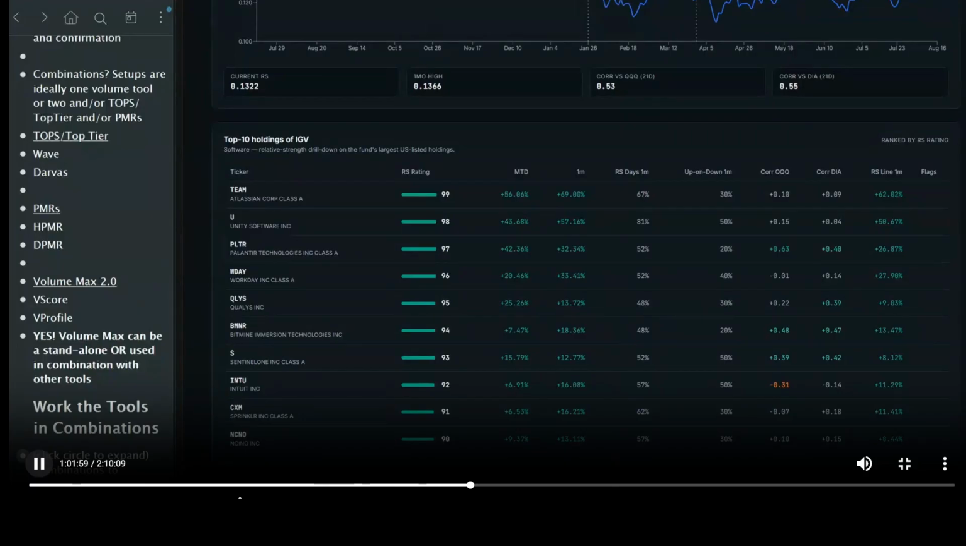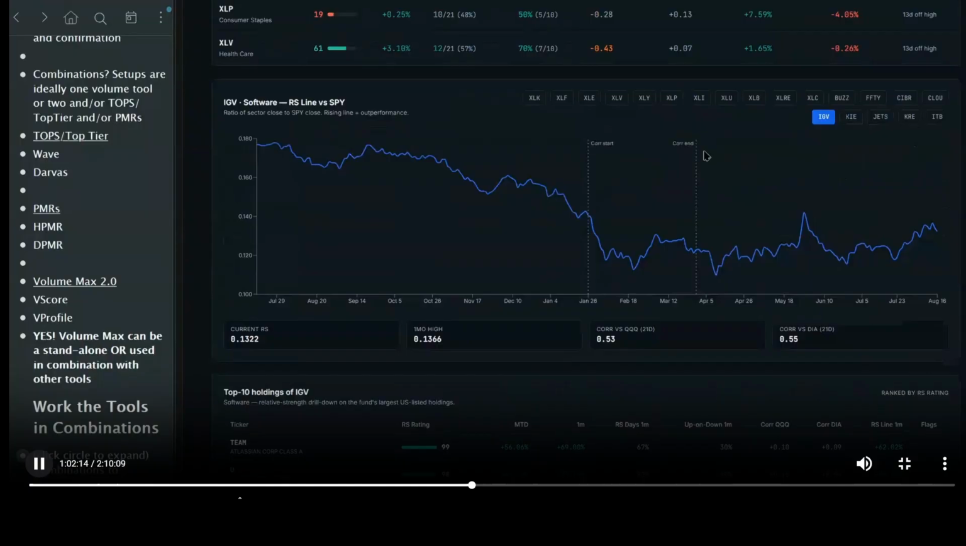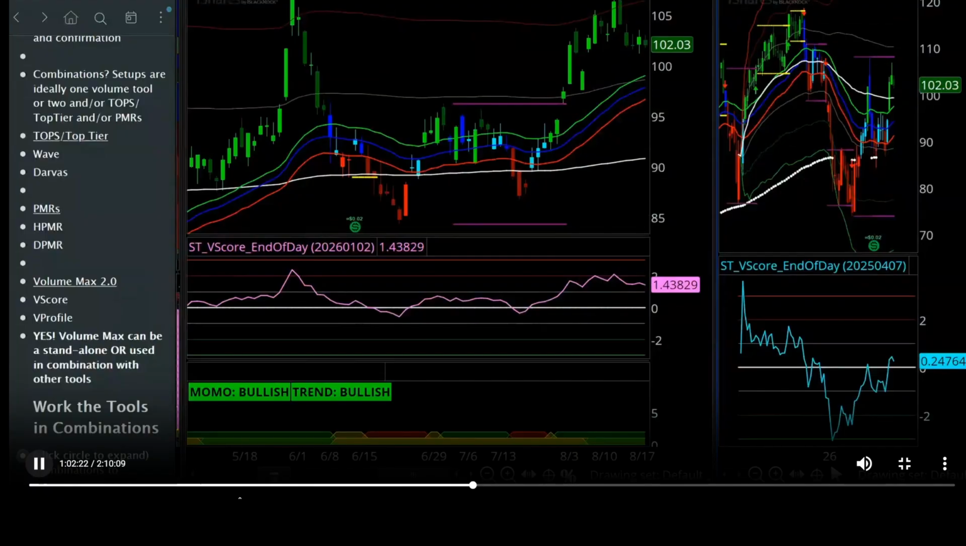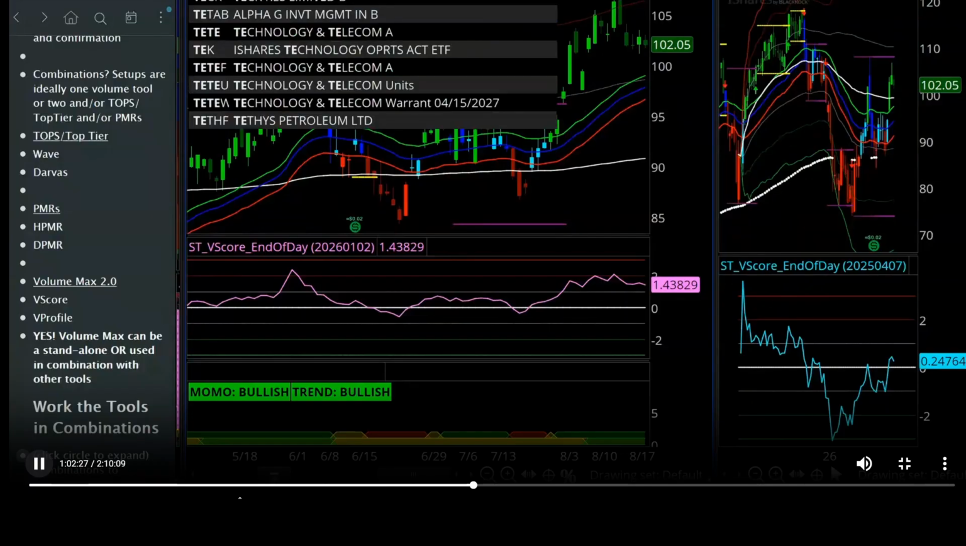So again, I know it's kind of small. This is TEAM, Palantir, WDAY, QLYS, right? Intuit's down here. So this is how we take a huge sea of stocks and figure out what we want to run through the process. Because having the indicators to measure everything is great, but what are we measuring? Things that have relative performance.